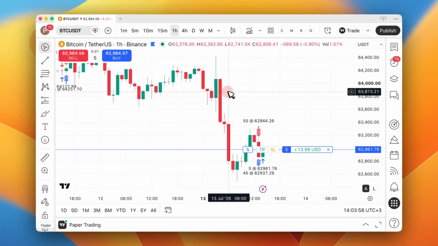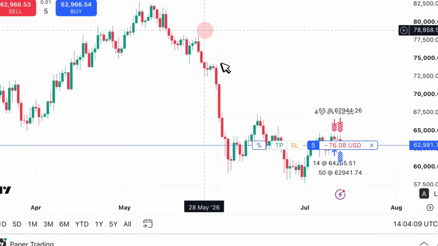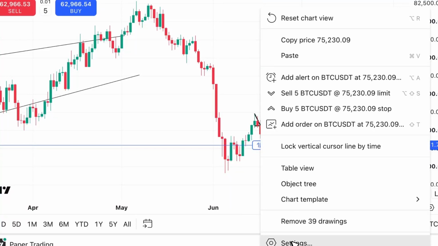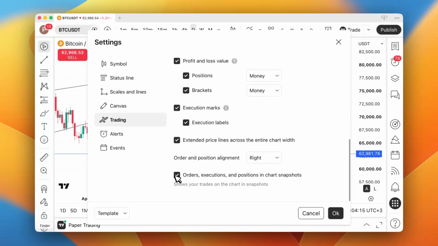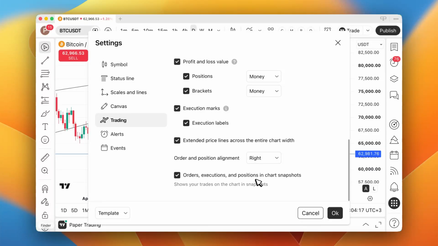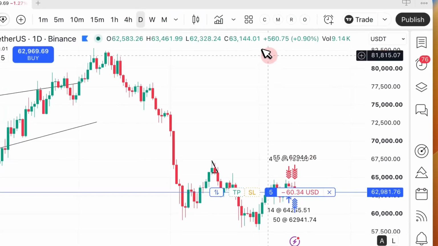But when I take a screenshot and I save the snapshot for journaling or for checking my trades later, these details do not show. I have to go to settings, scroll to trading, and scroll down to the last toggle, orders, executions, and positions in chart snapshots. So the chart snapshots are the screenshots I'm talking about. Shows your trades on the chart in snapshots. So I have to have this toggled on.